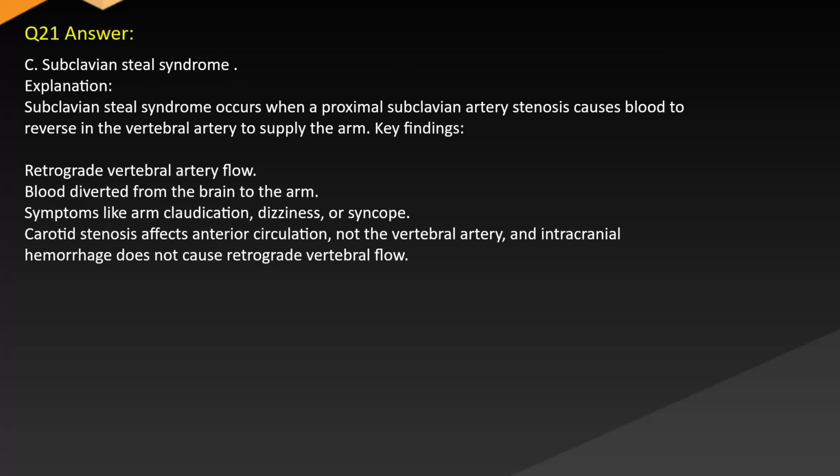Answer C. Subclavian steal syndrome. Explanation. Subclavian steal syndrome occurs when a proximal subclavian artery stenosis causes blood to reverse in the vertebral artery to supply the arm. Key findings: retrograde vertebral artery flow, blood diverted from the brain to the arm. Symptoms like arm claudication, dizziness, or syncope. Carotid stenosis affects anterior circulation, not the vertebral artery. An intracranial hemorrhage does not cause retrograde vertebral flow.